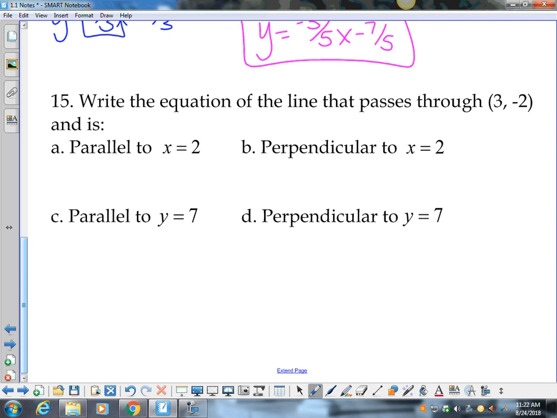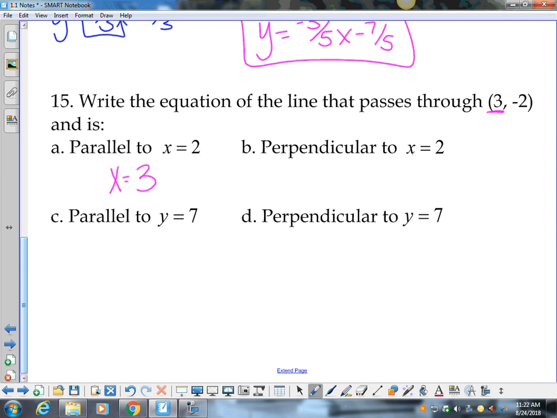Write the equation of a line that passes through that point and is parallel to this guy. Well, if I'm parallel to an x equals, then I'm an x equals, because that's a vertical line, and if I'm parallel to him, I'm a vertical line. If I'm x equals, I'm x equals the x value of the point. Done. Completely done.